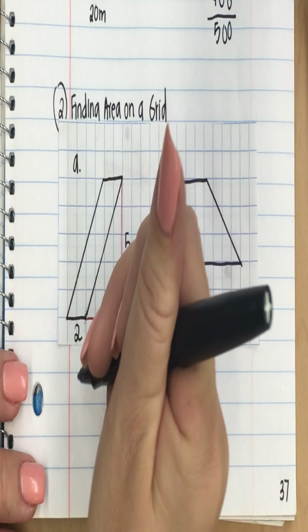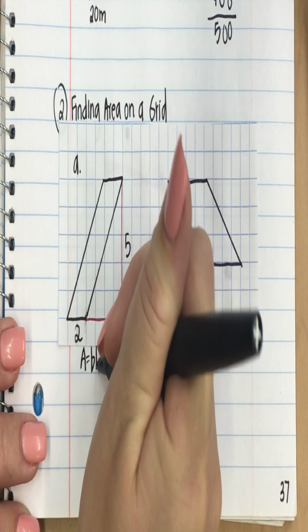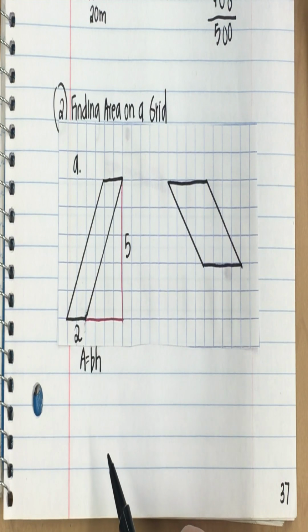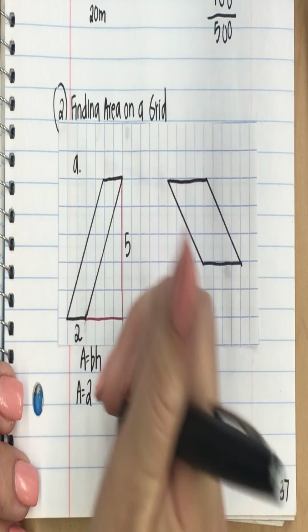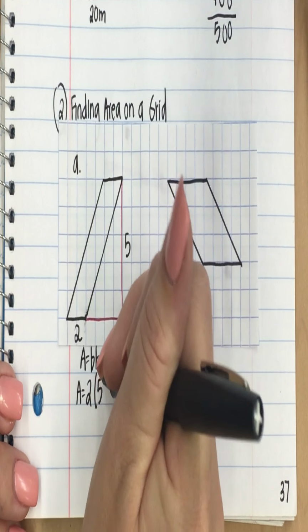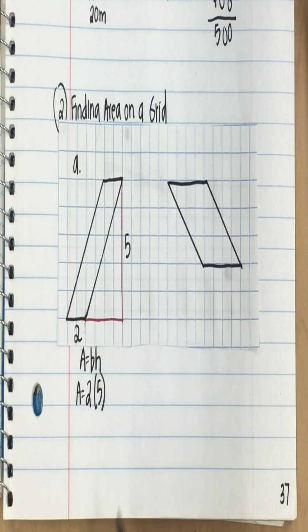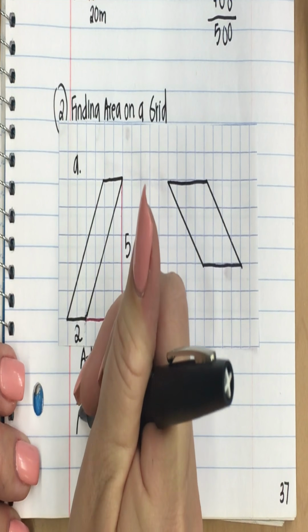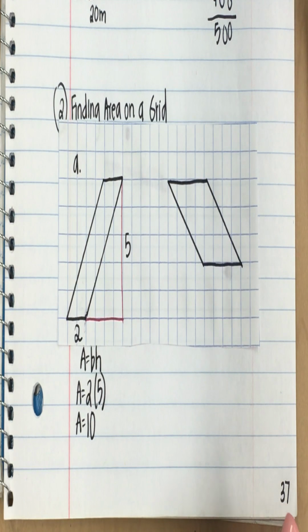So then I will go down and I will write my formula, area equals base times height, and I'm going to plug in the numbers that I know. So I know that my base is equal to 2 and my height is equal to 5. We're going to multiply 2 times 5, which will give me 10. So our area equals 10.